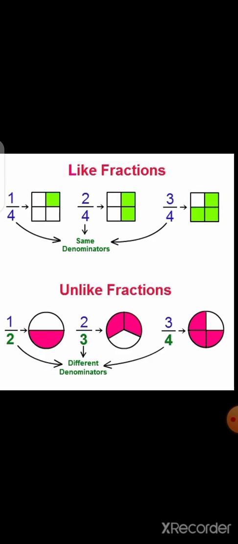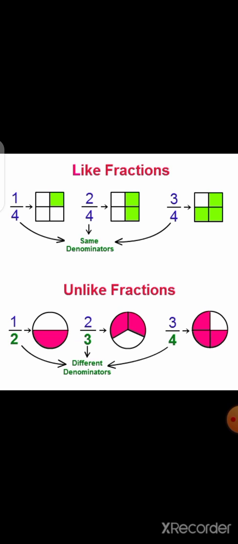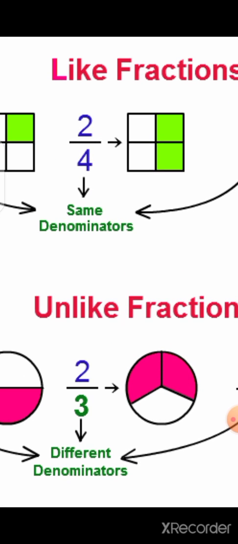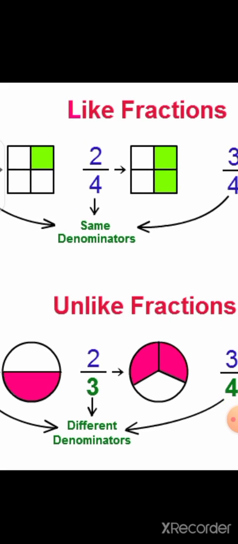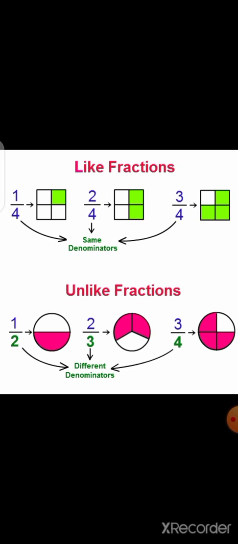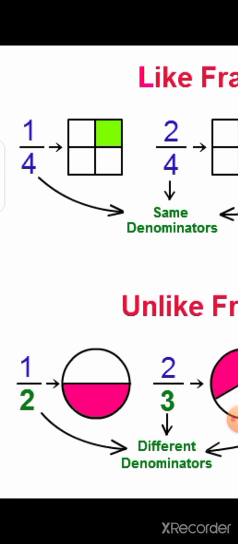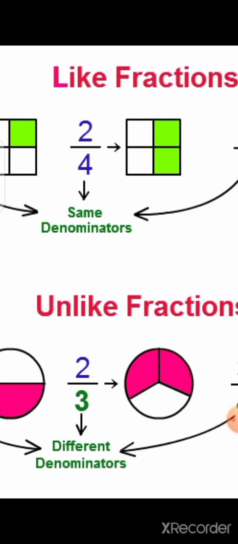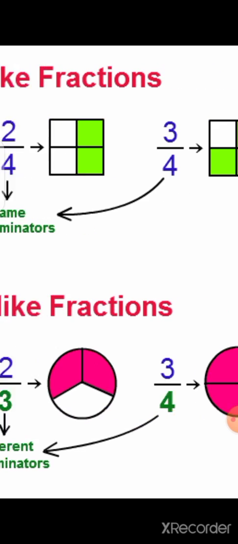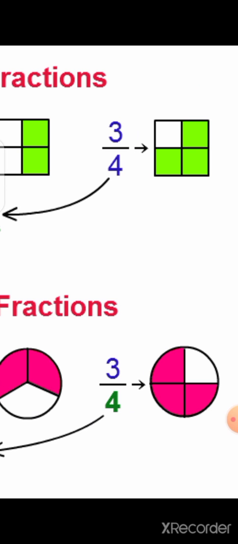In the next, we have also learned about like fractions and unlike fractions. If you have remembered, what are like fractions? Fractions which have same denominators are called like fractions. Here is the example: 1 over 4. One part is shaded out of 4 equal parts. Next, two parts out of 4 equal parts are shaded. In the third one, 3 parts out of 4 equal parts are shaded.